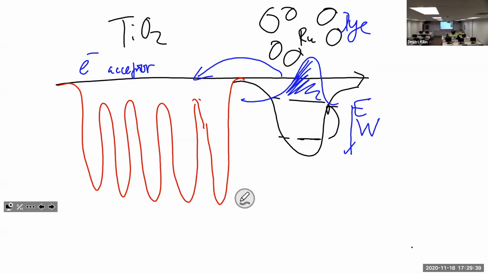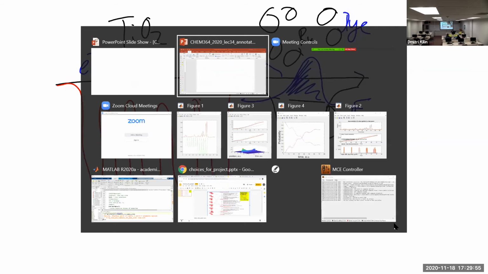Please ask any questions if you want to. Right now, you are the target client. Okay, good. So now let's go to MATLAB and try to do this modification of the code.